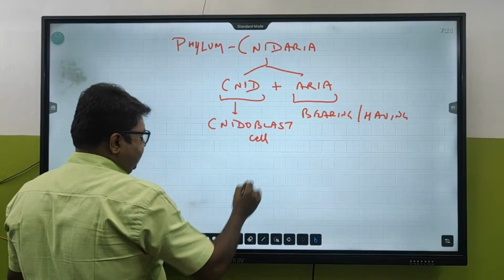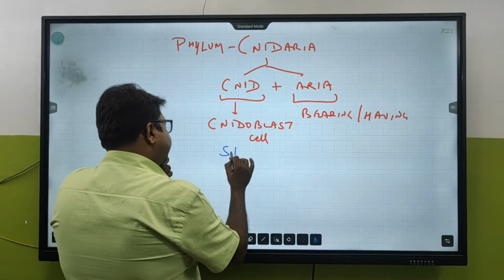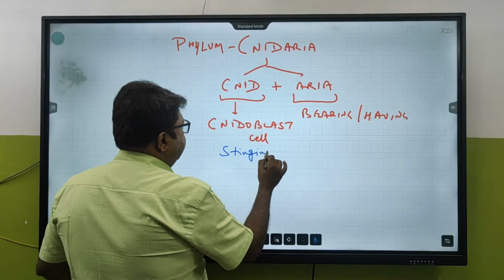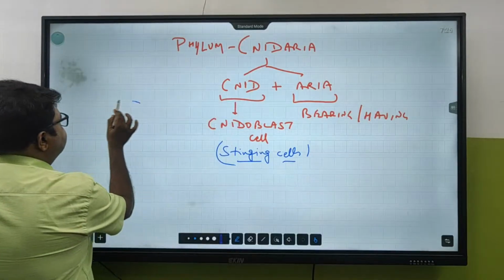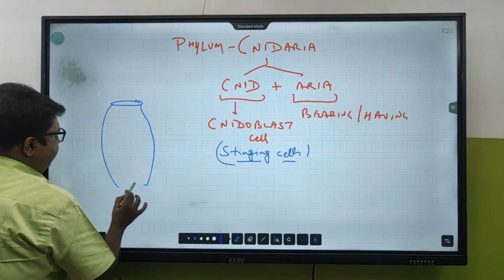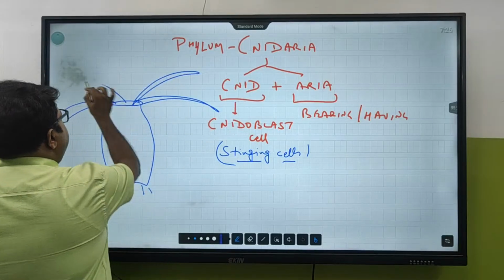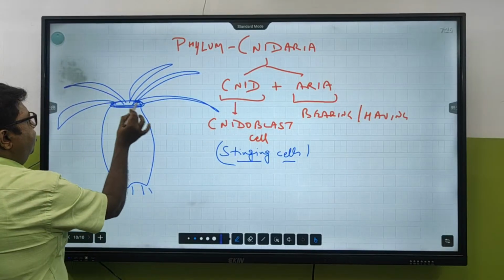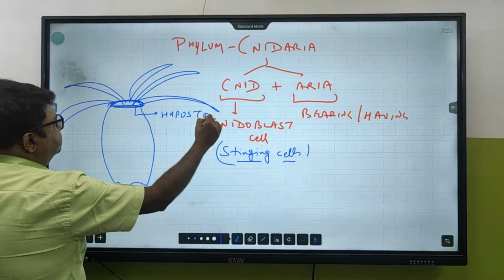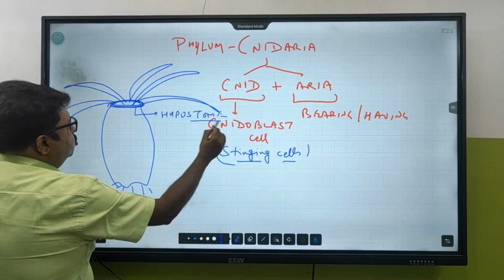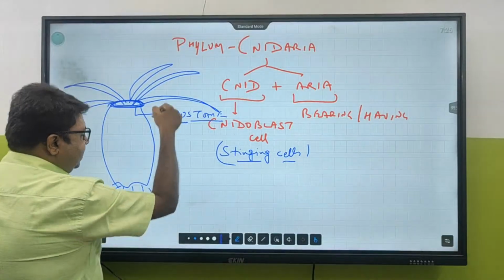Nidoblast cell. What is this cell? These cells are nothing but stinging cells. They are present where? In the tentacles. So the best example of this is Hydra. So they have got tentacles and they have got a mouth. This mouth is called hypostome. Stome means what? Mouth. Hypo means what? In the lesser part.